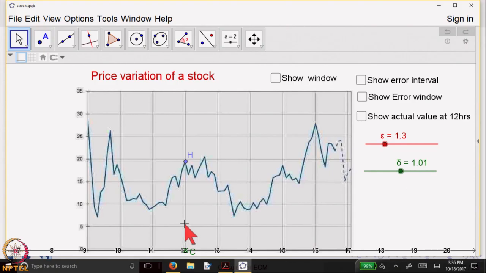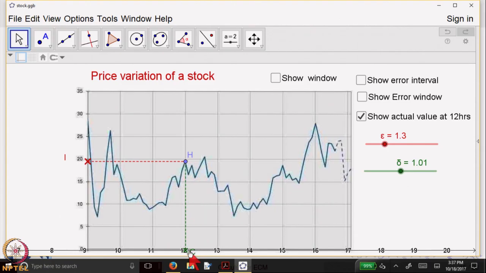Fine. Now, what do I want to do? The question is, at 12 o'clock, what was the actual value of the stock in the market? To find out the value, we will draw a line here. It cuts the graph at this point, say h, and then we will go vertically and find out the value. So, let us say the actual value. This is the value.